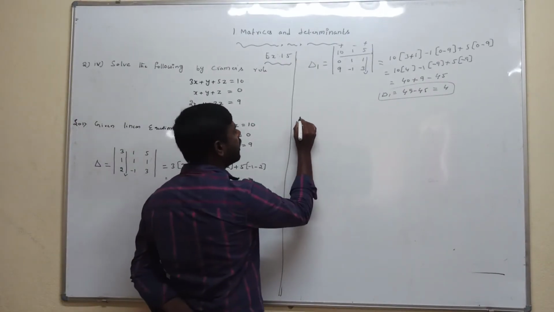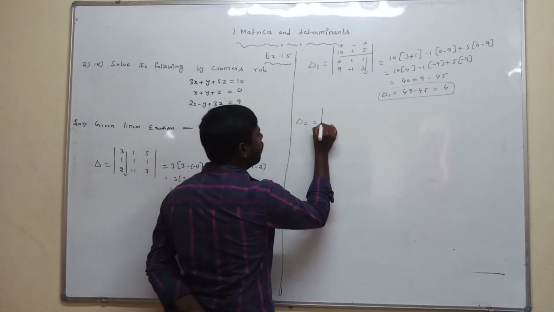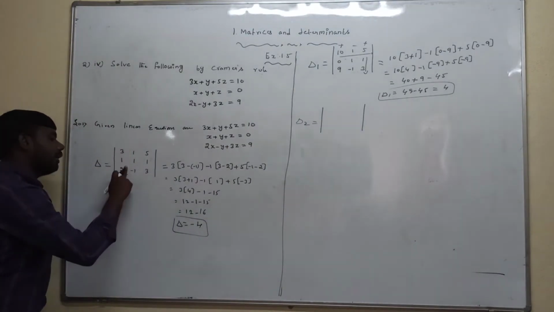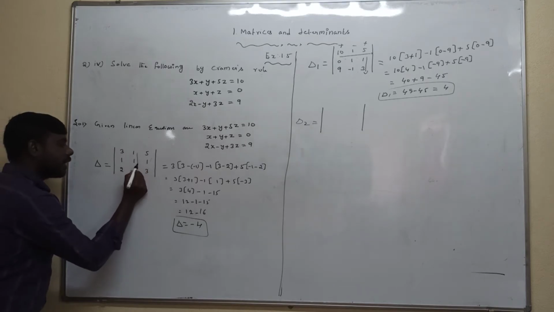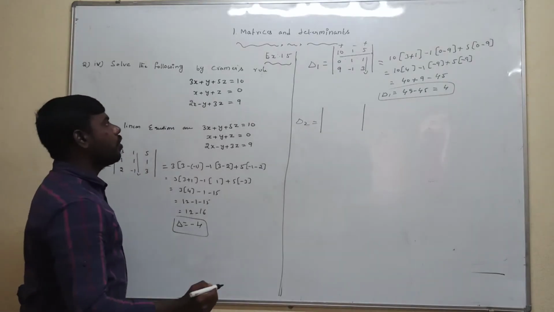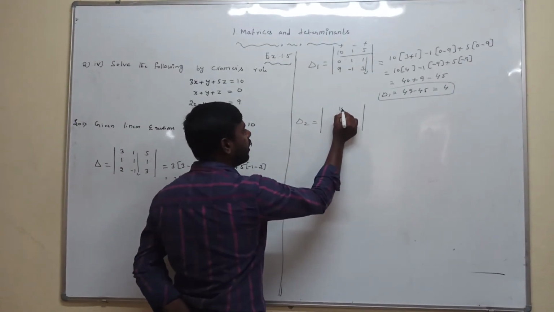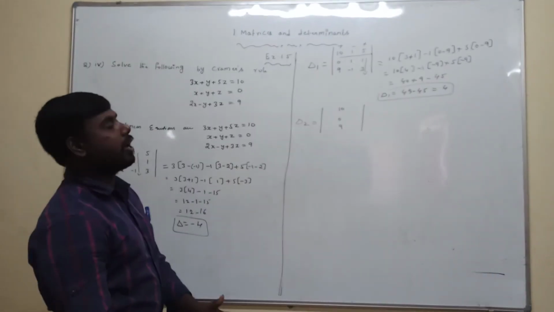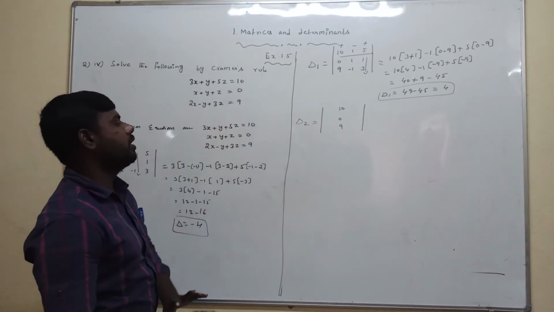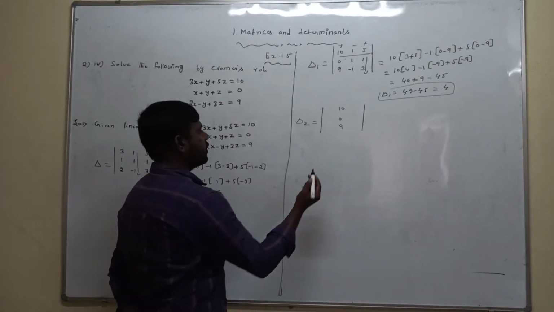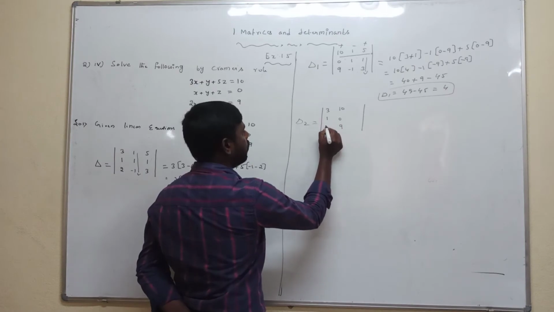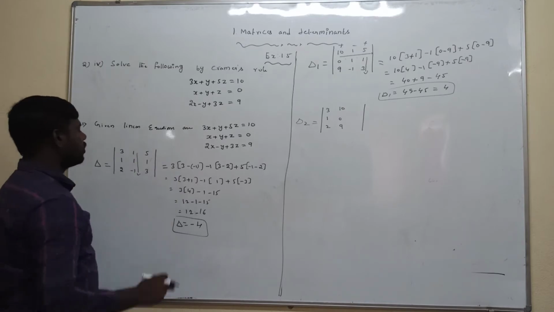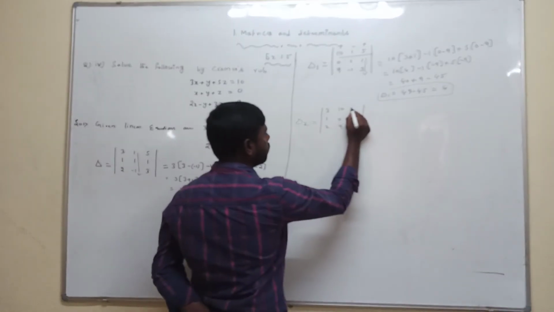Next we have to calculate delta 2. Determinant of delta obtained by second column replacing by constant elements 10, 0, 9. Second column is replaced with the constant elements 10, 0, 9. First column does not change, write as it is: 3, 1, 2. Third column does not change: 5, 1, 3.